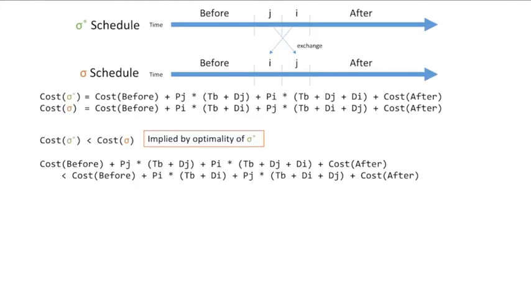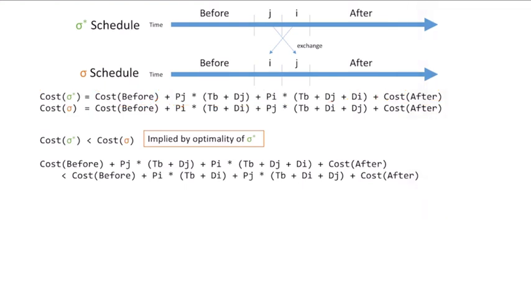Let's look at the completion times for both of these schedules. So the schedules are at the top, and we're going to say what's the cost of sigma star. That's just equal to the cost of everything that came before, plus the cost of everything that came after, plus the cost of the two jobs, job J and job I.